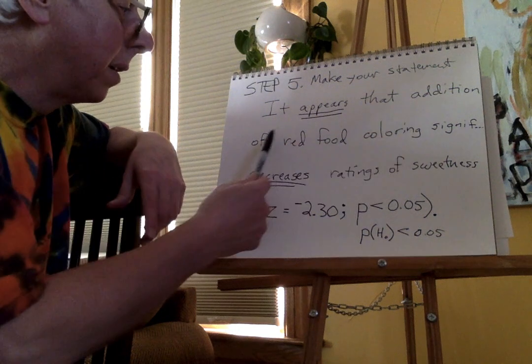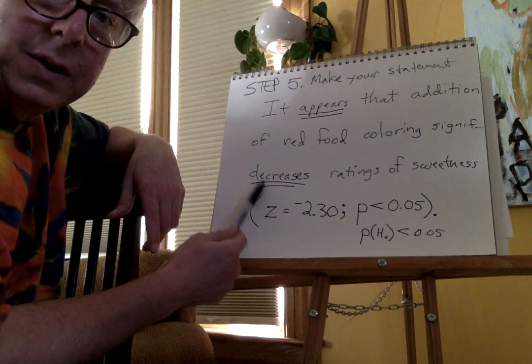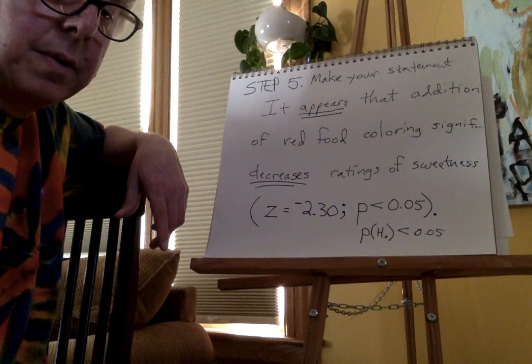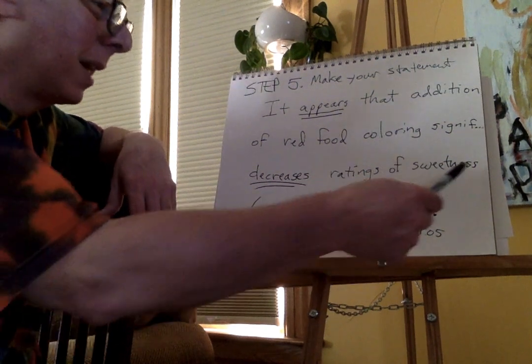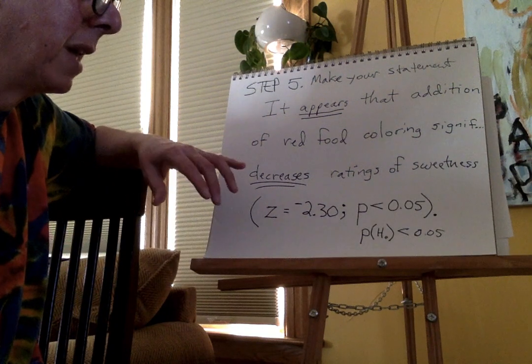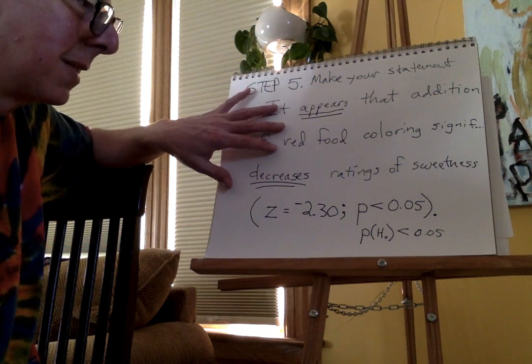It appears that the addition of red food coloring significantly decreases ratings of sweetness, okay? And if I wanted to, I could put ratings of sweetness of sucrose solutions or something like that. You can make this a little bit longer, but this is the essence.